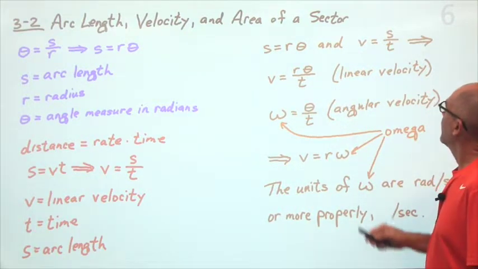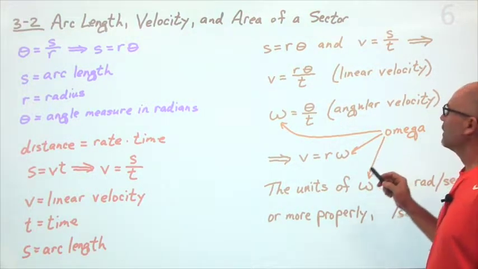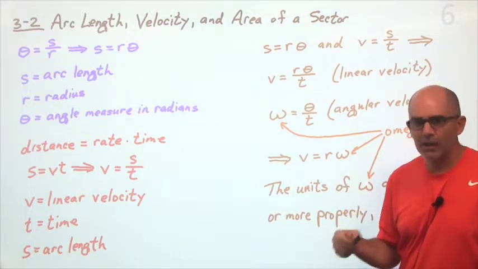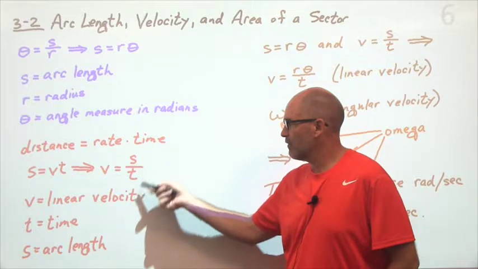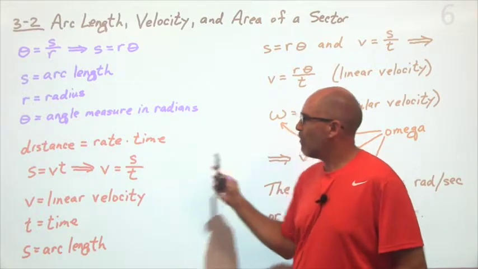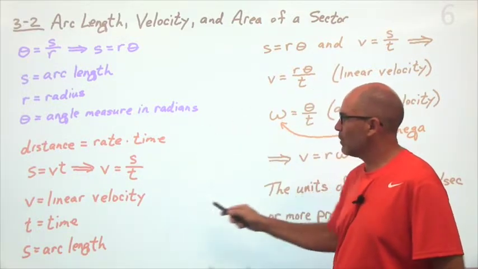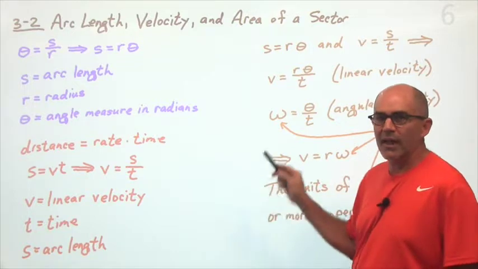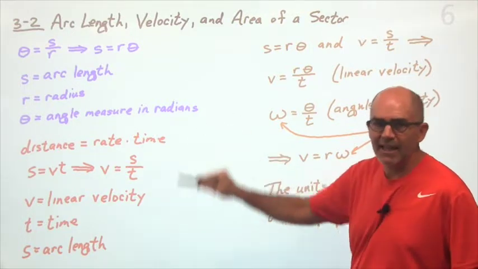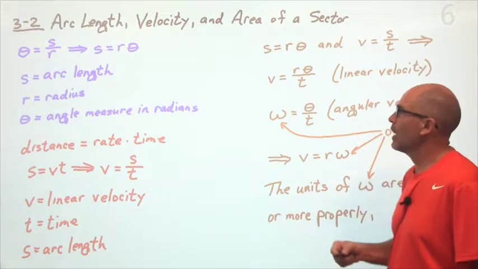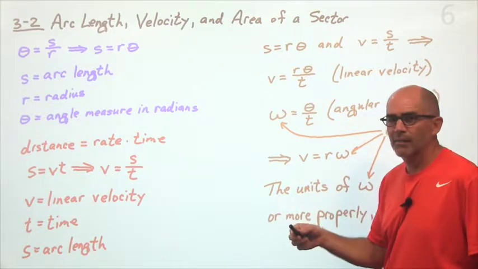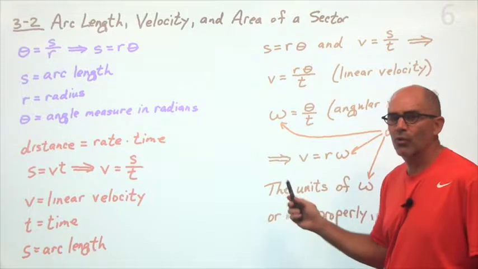All right, now, next thing we want to do is talk about angular velocity. See, this is linear velocity here, v. That's how fast you're running around the circle. Well, what I want to know is how many times you're making the circle in a given length of time, or how many radians per second are you turning.